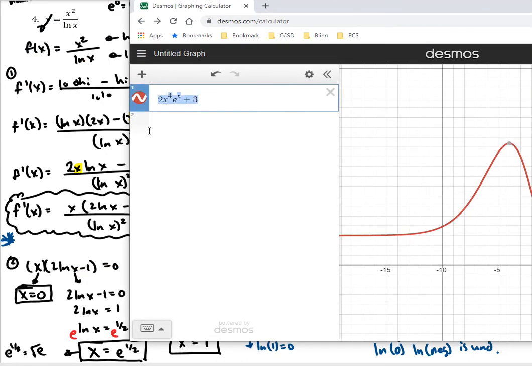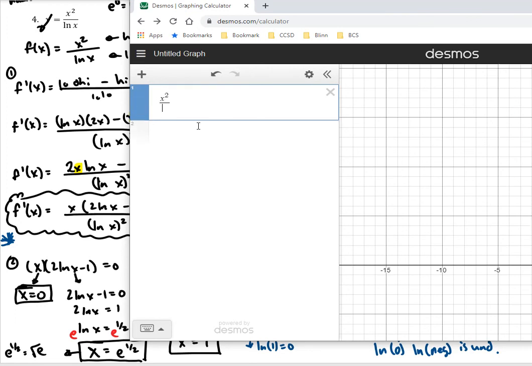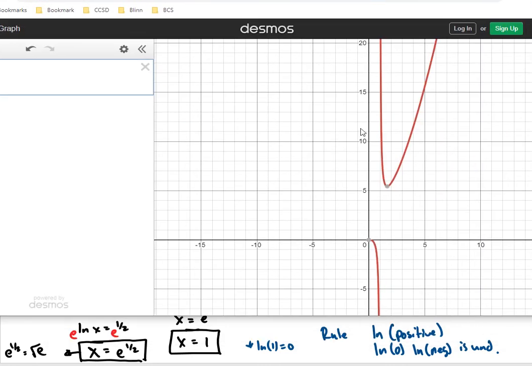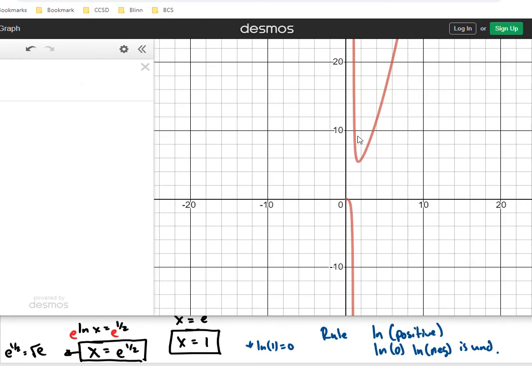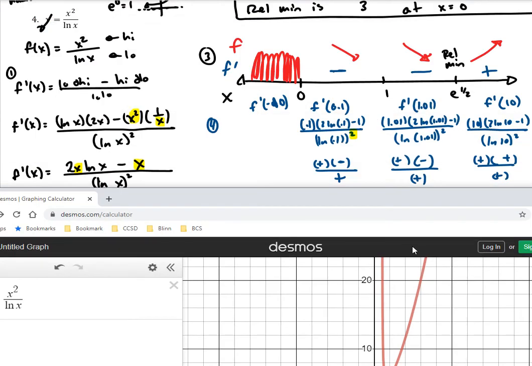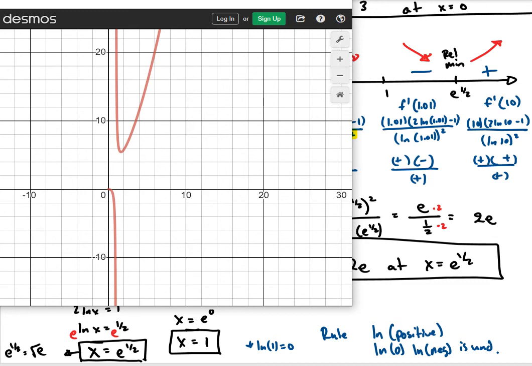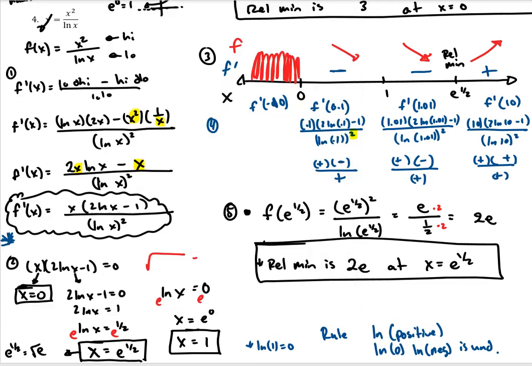Let's plug that in. Okay, so I want to plug in x squared divided by the natural log of x. All right, so there's our graph. Okay, and notice like what I said, this is based on the domain of the log. So let me put that in red. Let me just box it up. So ln of a positive is defined. Ln of 0 or ln of a negative is undefined. Okay, so we have those rules there.